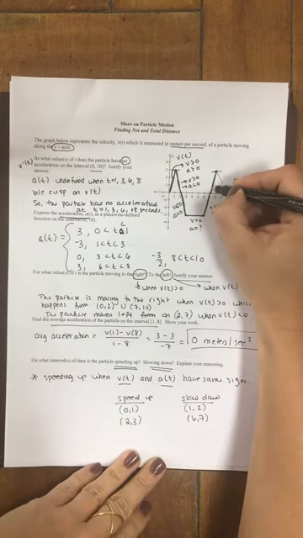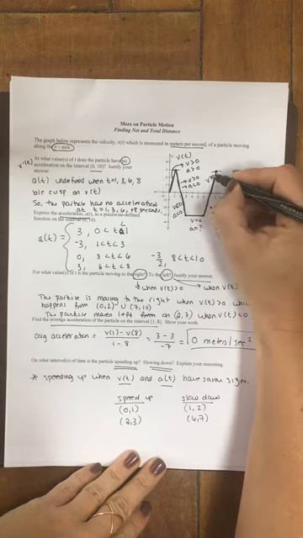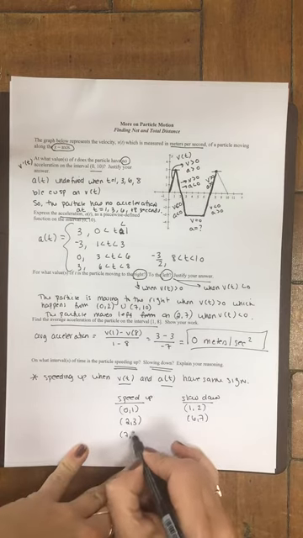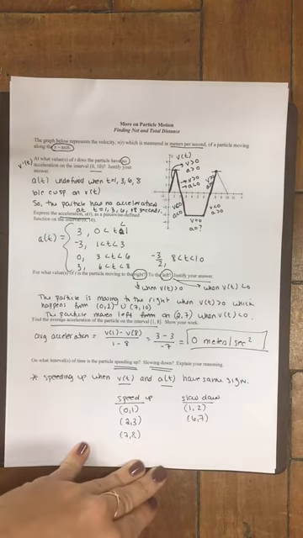Now, here in this piece, velocity is positive and it's an increasing function, so acceleration is positive, meaning that we are speeding up from 7 seconds to 8 seconds.